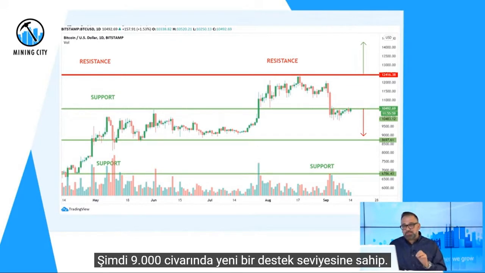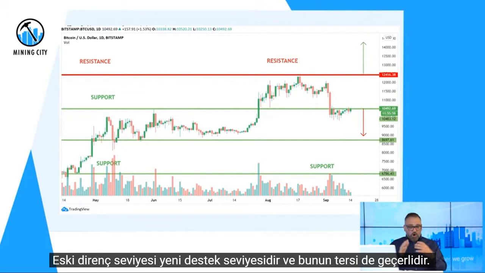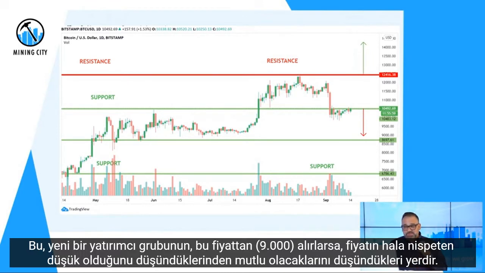It now has a brand new support level of around $9,000. The old resistance level is now the new support level, and vice versa. This is where a new group of traders think that if they buy at that price, the $9,000, they will be happy, as they think that the price is still relatively low.